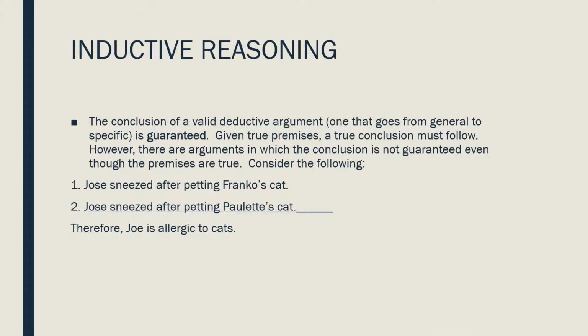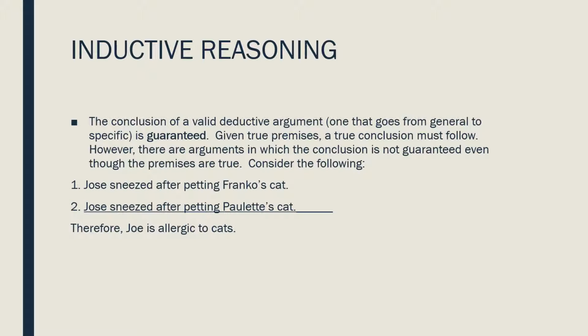Next, we need to talk about inductive reasoning. This is our second type of reasoning that we're going to talk about in this section. The conclusion of a valid deductive argument, remember deductive goes from general statements to specific instances, that conclusion, if it's a valid deductive argument, is guaranteed. But with inductive reasoning, there are arguments in which the conclusion is not guaranteed, even if the premises are true. So let's look at an example.